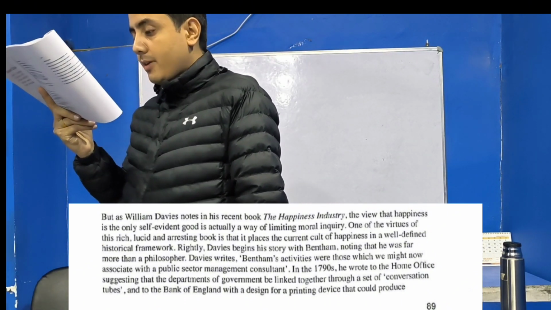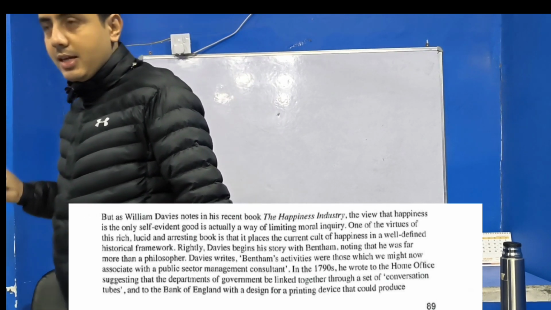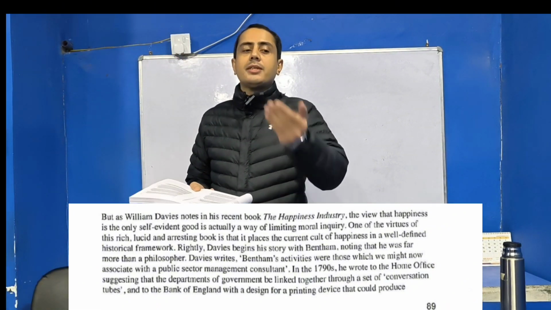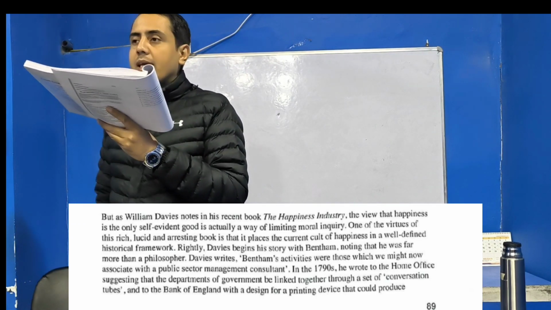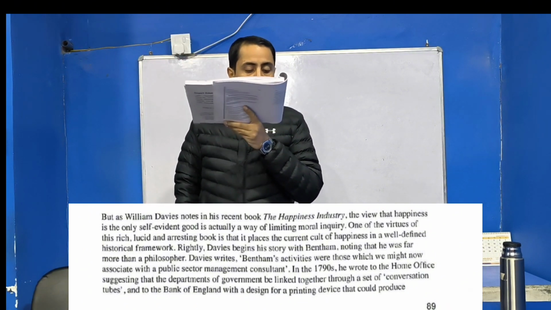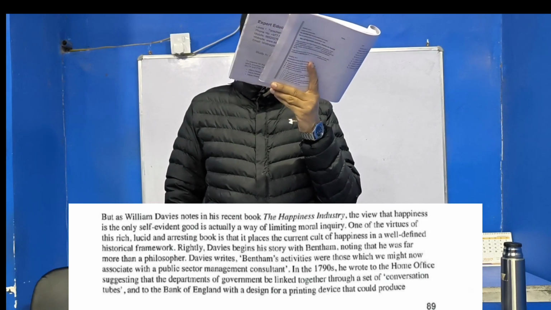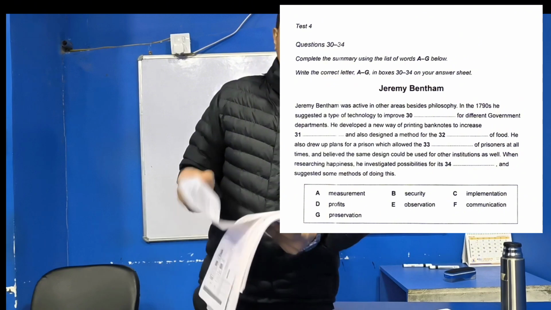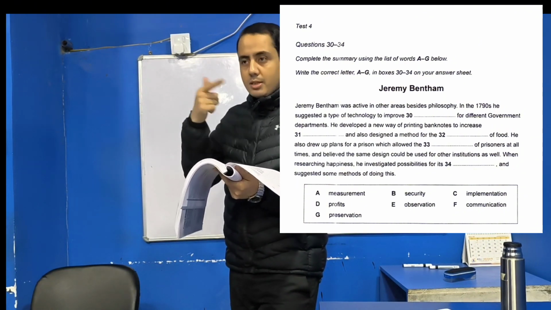Second paragraph, third paragraph. The date 1790s, because the question also gives us a date 1790s, and the date is mentioned in the third paragraph, 1790s. Okay, let me read that part. In the 1790s, he wrote to the Home Office. Home Office means the Home Ministry, suggesting that the departments of government be linked together through a set of conversation tubes. He wanted to link them for conversation. So what might be the answer for number 30? Communication, because you want to link them for conversation, means improve communication.